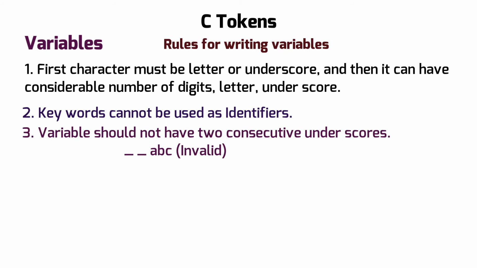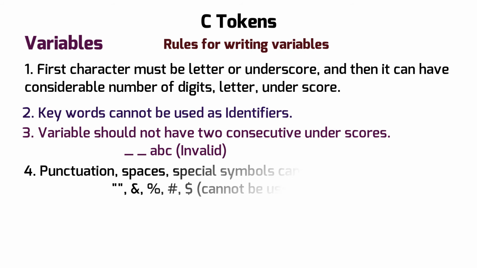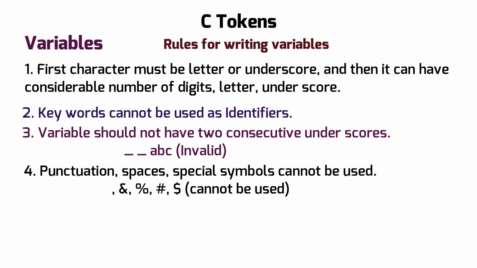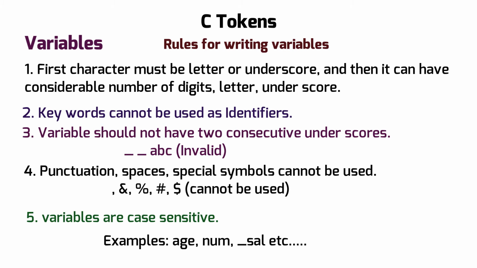Third point, a variable should not have two consecutive underscores. Fourth point, punctuations, spaces, and special symbols cannot be used in defining the variable. And the last one, variables are case sensitive. That means the name can be in small letters or capital letters. Now we'll see some examples like age, num, _sal, etc. So these are all examples of valid variable names.